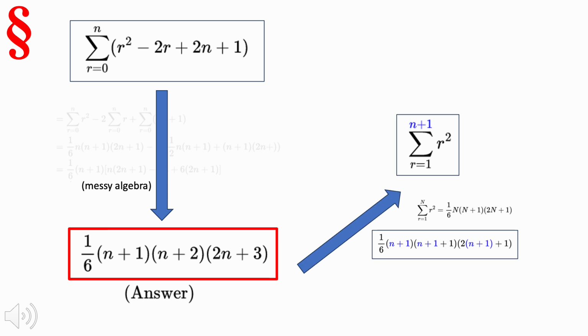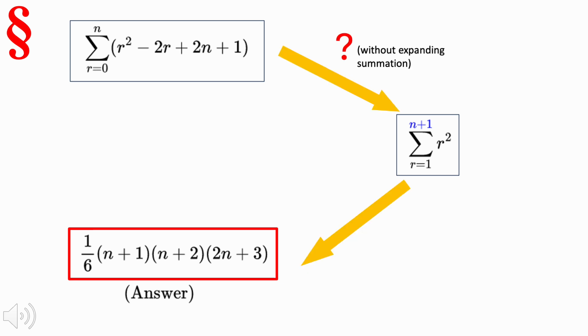The answer looks very similar to the formula for the sum of the first n squares. Upon closer inspection, we find that it is actually the sum of the first n plus 1 squares. Now we ask ourselves, can we convert the original summation into the sum of the first n plus 1 squares directly, without first getting to the final answer? If we can do this, then the answer is just one step away, and we avoid all the messy algebra.